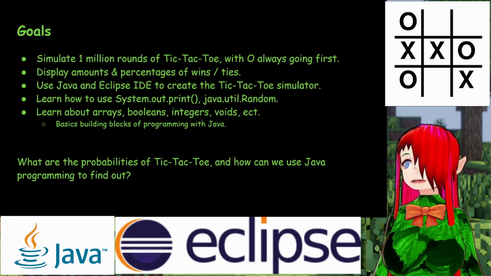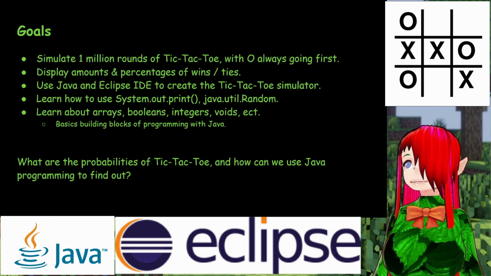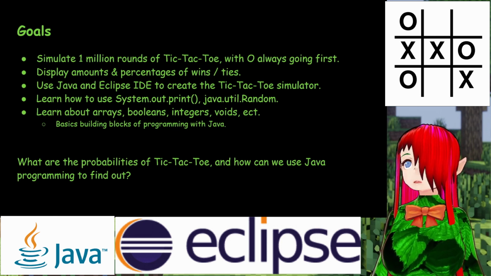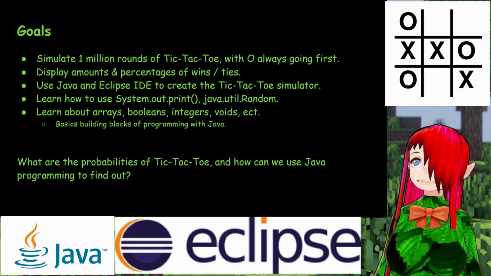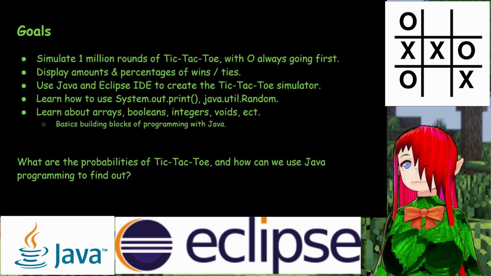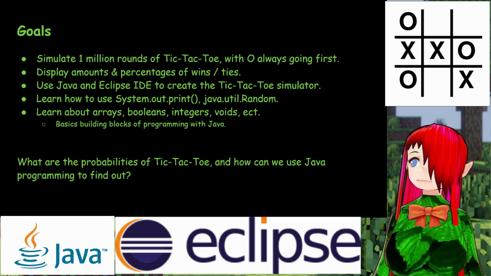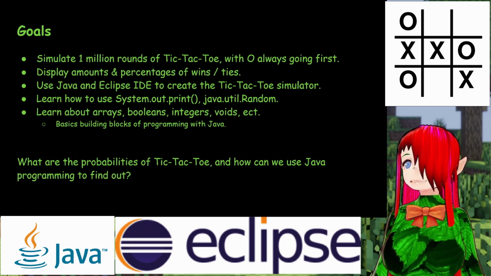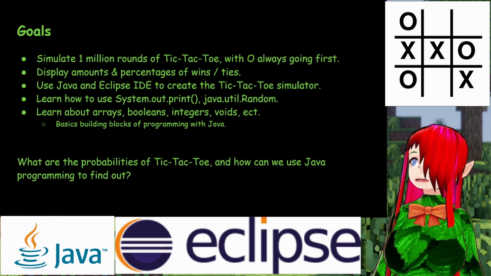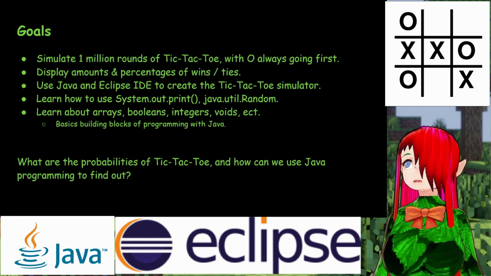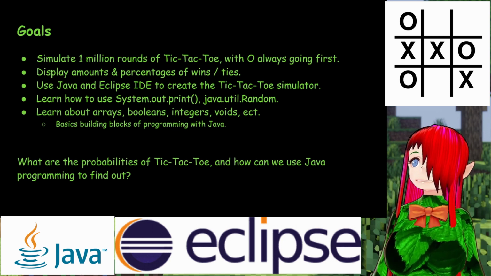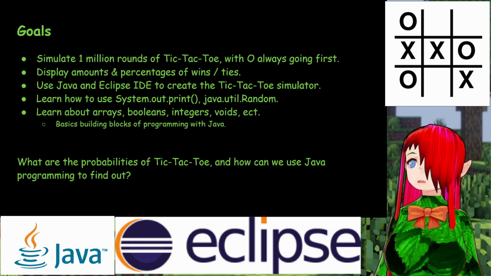And then we also have the really extreme basics that we're going to be learning about in any programming language in general, which is we're going to learn a little bit about arrays, a little bit about Booleans, integers, voids. We're going to learn a lot of really fun programming stuff. Basically, I put that in as a subheading, like the basic building blocks of programming with Java, but really these are the basic programming building blocks of any modern language.